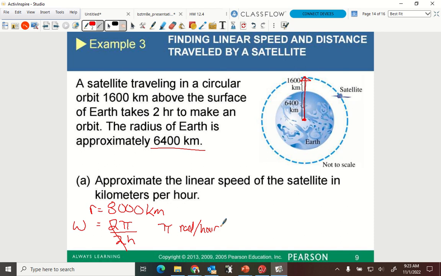Now, again, what are we looking for? What variable are we looking for? V. The linear speed is V, right? Now, what two things do I have? I have R and W. Is that enough information to solve for V? Yes. Very good. So I would say V is equal to RW. V equals R, which is 8,000, and W, which is pi. So my velocity is going to be 8,000 pi. What are my units?